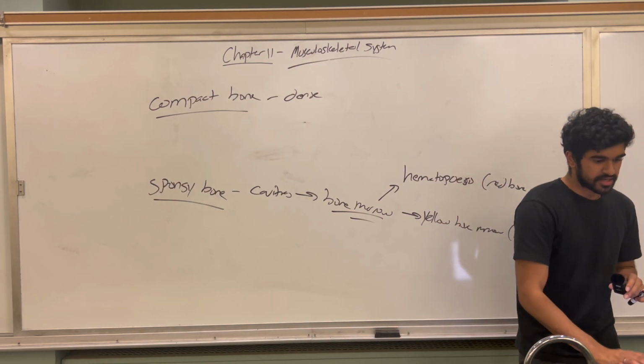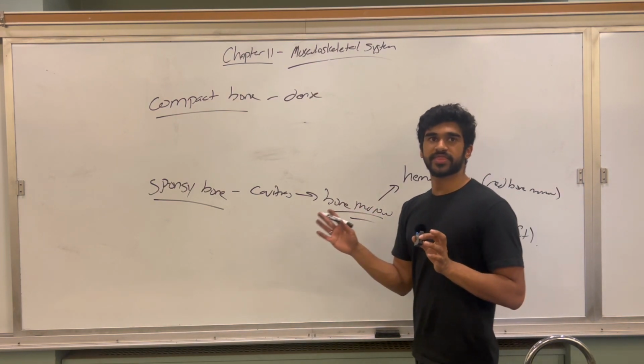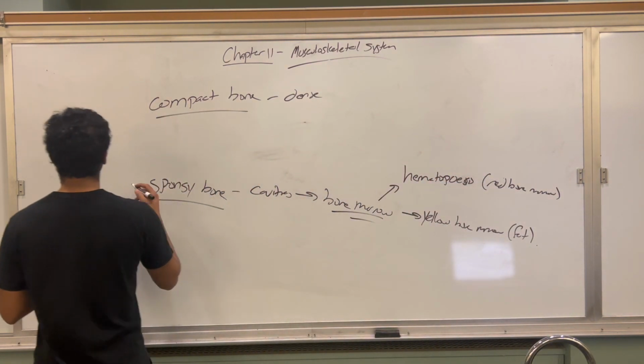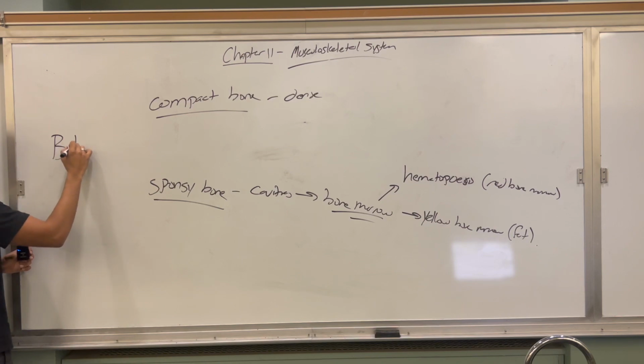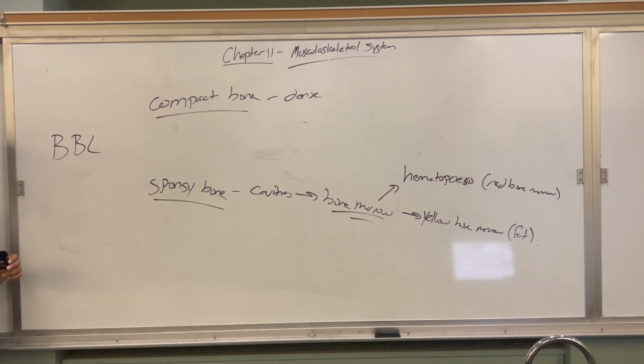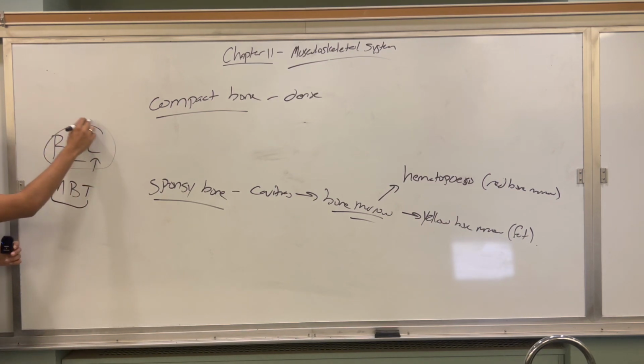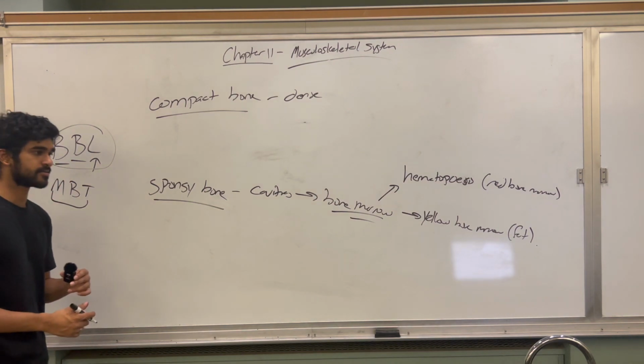Okay. Now, I want you guys to remember one thing. The MCAT loves BBLs, right? Because the connection from a bone to a bone is done by a ligament. Bone, bone, ligament, right? Which means the connection from a muscle to a bone is a tendon. I haven't figured out something for this yet, but that is a BBL, right? So bone, bone, ligament, and then you just remember the other one is tendon, right?